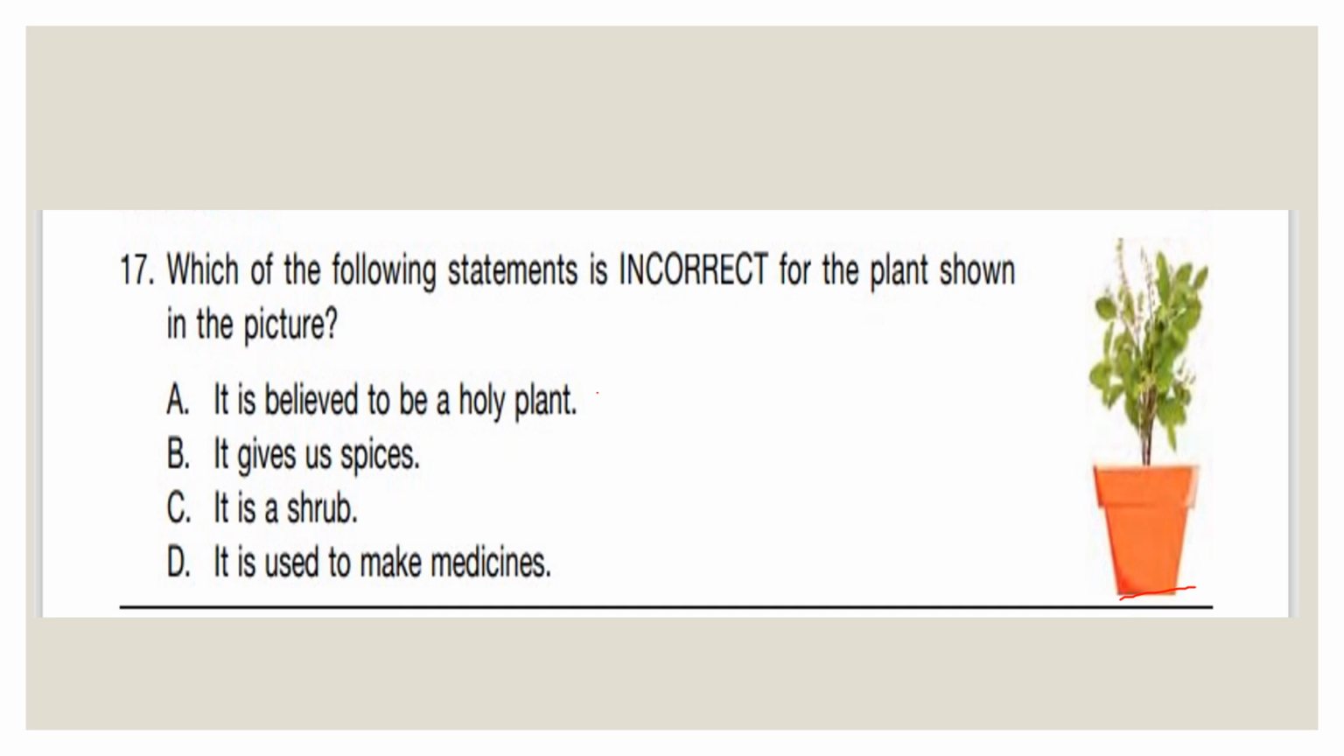It does not give us spices. So option B is incorrect. That is our answer, option B. Tulsi is a shrub and it is used to make medicines. So options C and D are correct. Answer is option B.